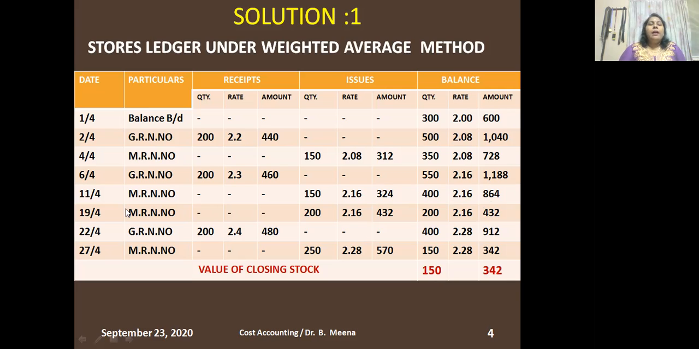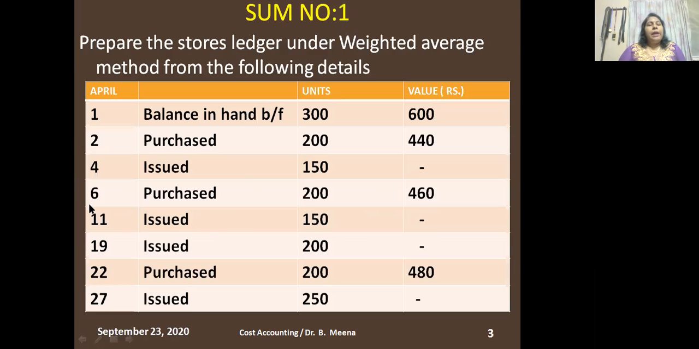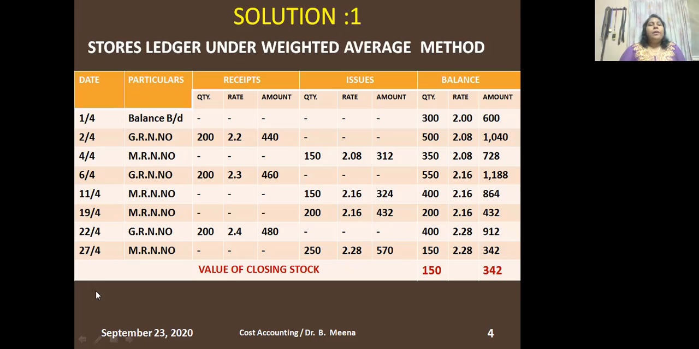So I completed 11th April, then I'll check out the next date, 19th April, also issued 200. So same kind of treatment I will do in the preparation. 19th April, MRN number, put a hyphen mark, and receipts column, issues column 200. So 2.16 I will apply because that is the rate. So 2.16 into 200, I'll get the value as 432. So 400 minus 200 is 200, and 864 minus 432, I'll get the balance 432. So the same rate will be continuing since it's an issue.